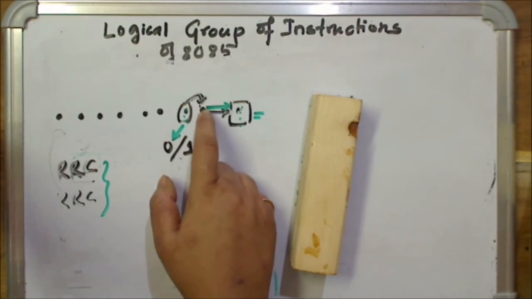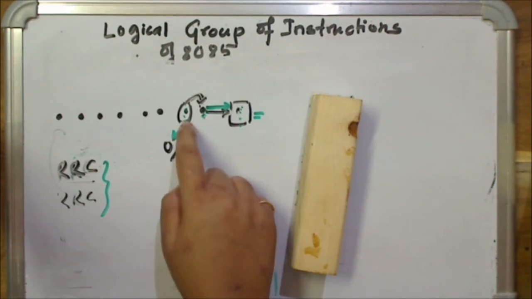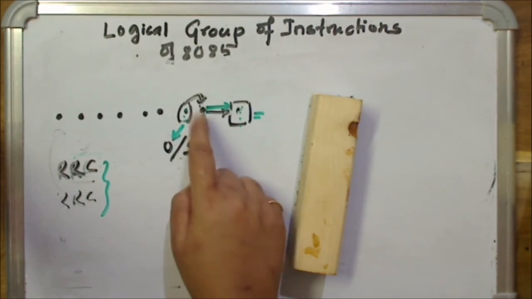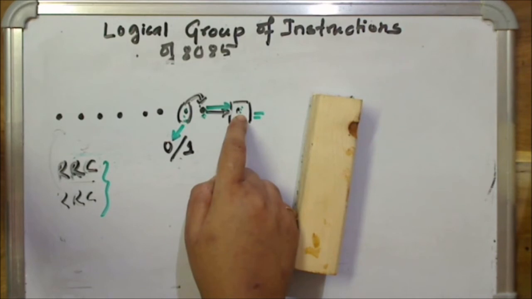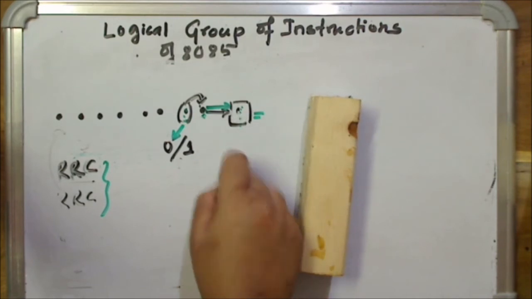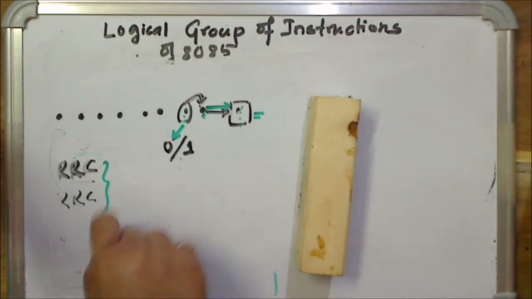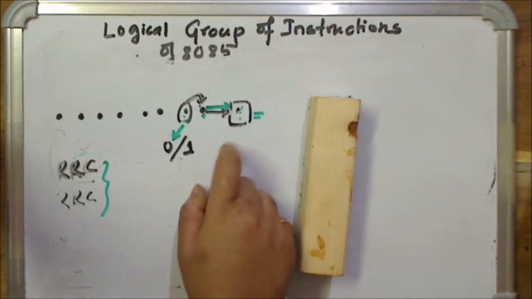It will shift one position to the right side. So this will come to the LSB. After the second RRC, this bit will go to the carry flag, and then by checking the status of the carry flag in the third instruction, you can easily detect whether this bit was 0 or 1.